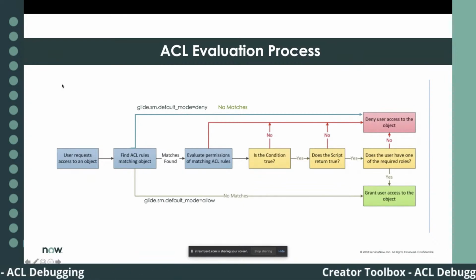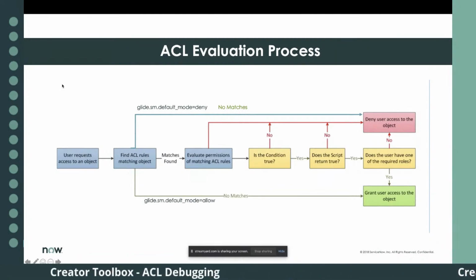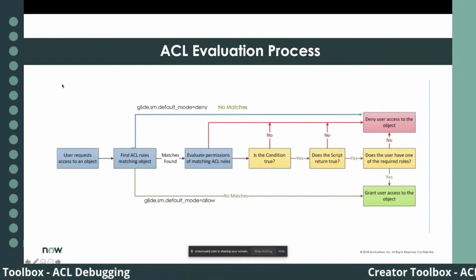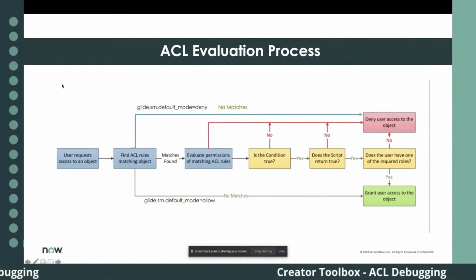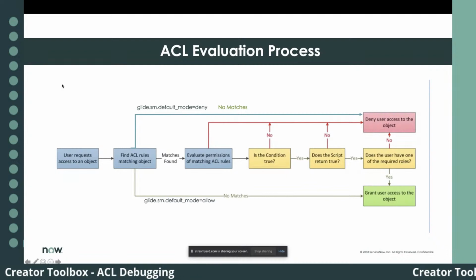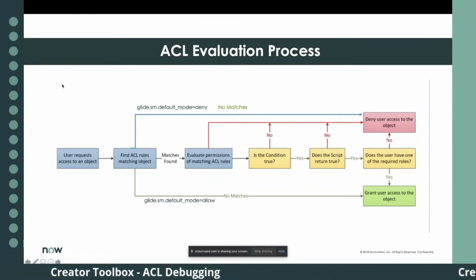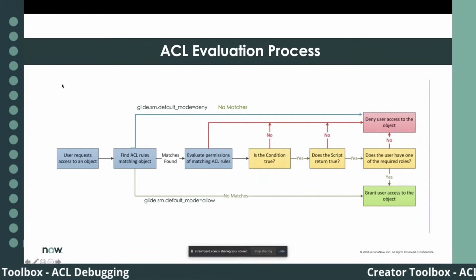If there is no ACL created for that specific table, then it will check the system property glide.sm.default_mode equal to allow or deny. If it is set to allow, then if there is no ACL, it will directly grant access to that resource. If it is set to deny, then it will restrict the access. So this property is super important. If by any chance it is set to allow, then if you don't have any ACL on that table, all the data will be accessed by anyone.